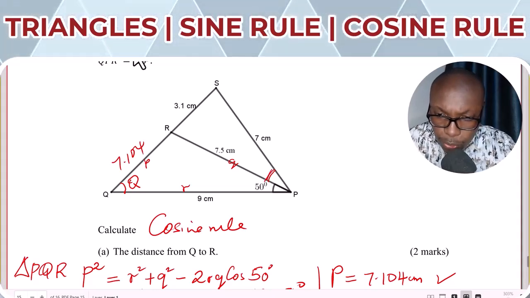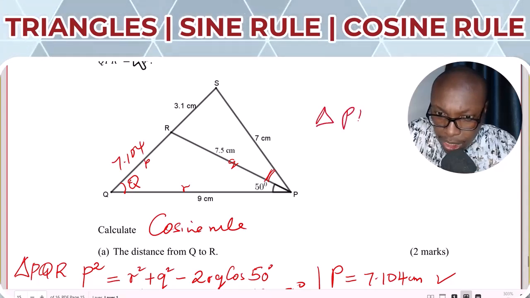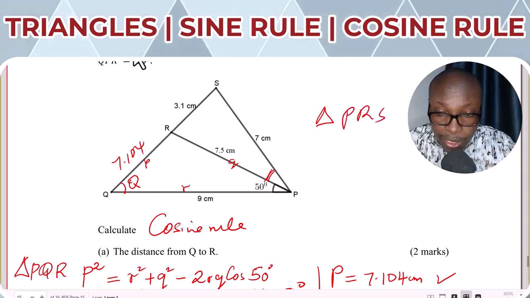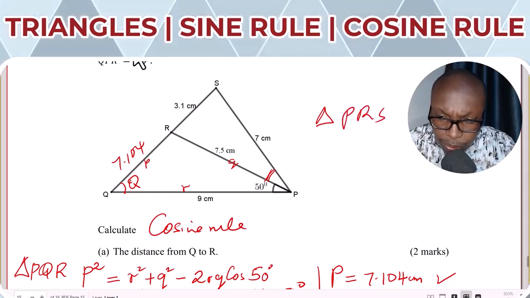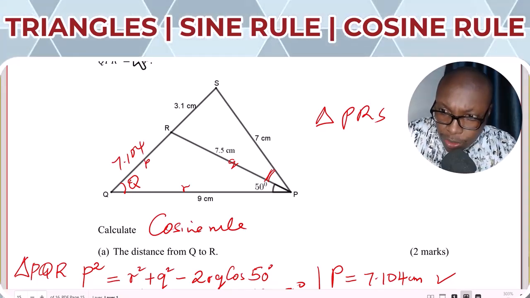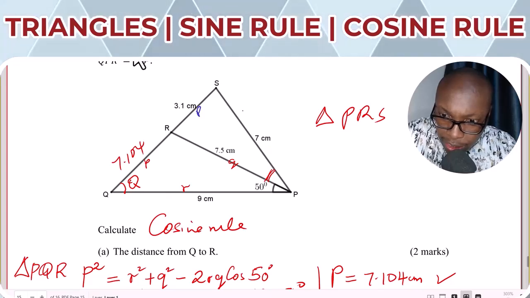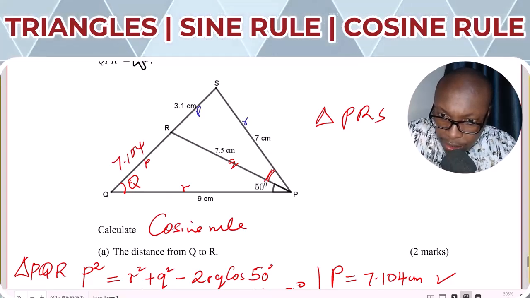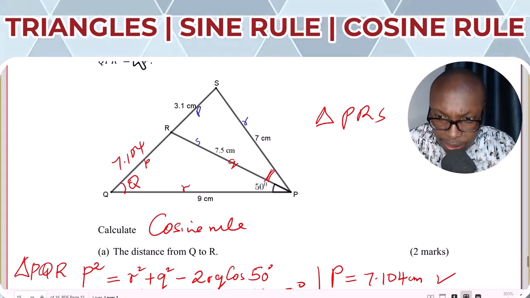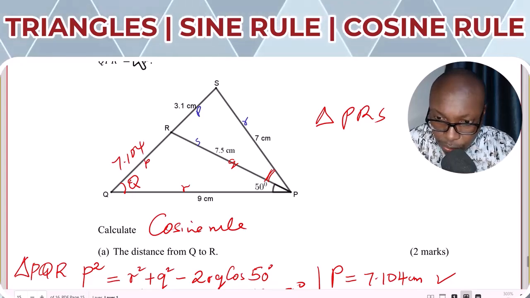For that one, you're going to consider triangle PRS. In that triangle PRS, we don't have any angle given, but we have all the sides given. So we can use the cosine rule there. I will name this side here as small p, the other side here as small r, and then this one is s. So from that triangle PRS, I will use the cosine rule.